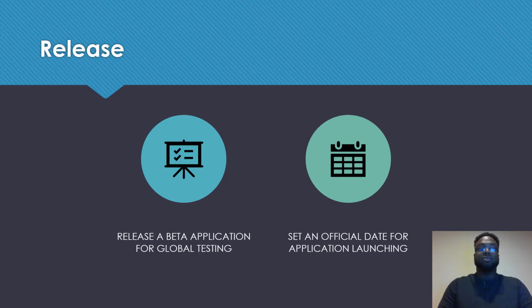Now, the first thing you want to do is release a beta version first. Release it to the global scale so everyone has an opportunity to feel out if they like it or not, and it gives you something to look forward to. If the feedback is really good, then by that point you can set the official time to launch the application.